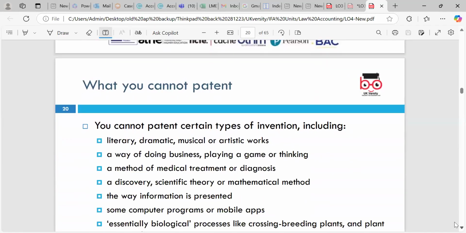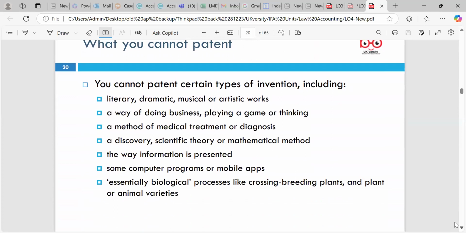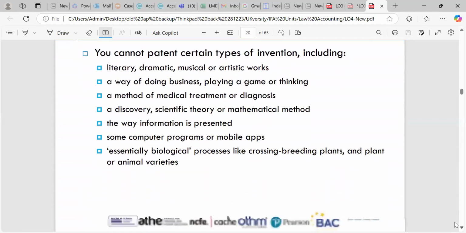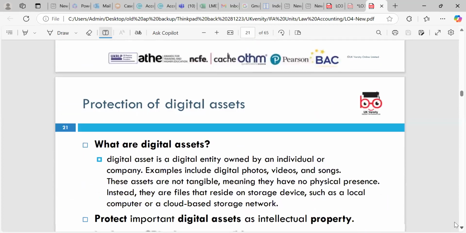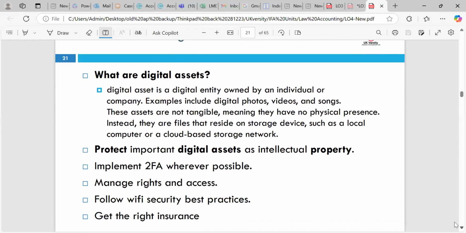We can look at what you can't patent: literary, dramatic, musical or artistic work, a way of doing business, playing games, thinking. Some of it doesn't mean invention, someone else is doing it. Or if you say this is the work I'm getting the idea from, that's why referencing in the academic world is very important.